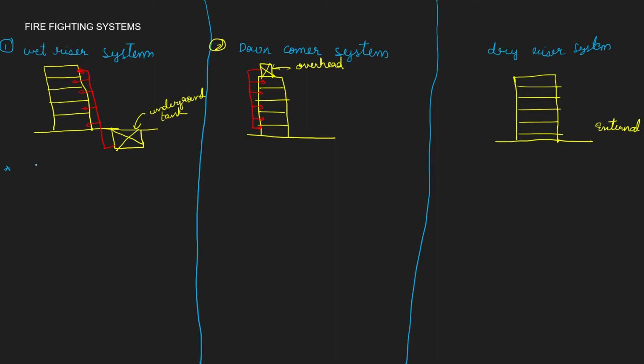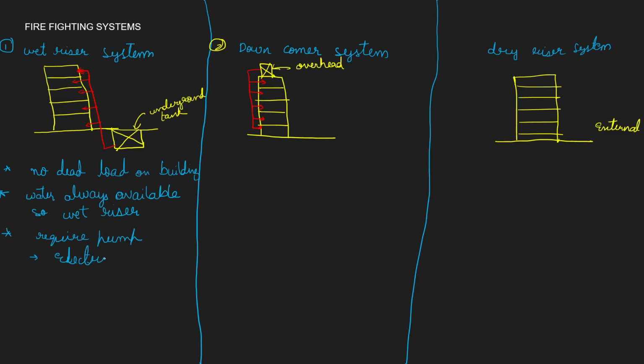So by seeing the diagram, we can see that in wet riser, there is no dead load on the building. In this, water is readily available, always available. So its name is wet riser. But we require a pump. This uses electricity. In case of any fire accident, if you don't have electricity supply, then this becomes difficult to handle because you need to pump the water to all the floors with the help of electricity. So we have one disadvantage in this. Usually this is best for flats and apartments.